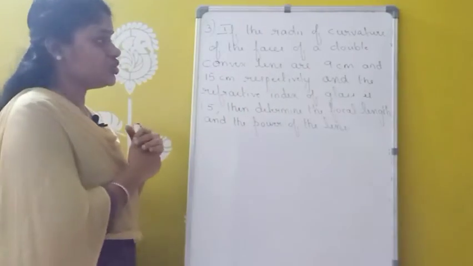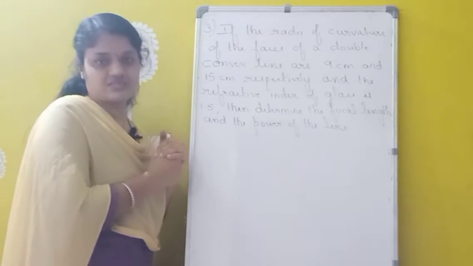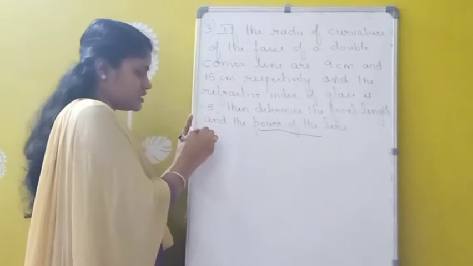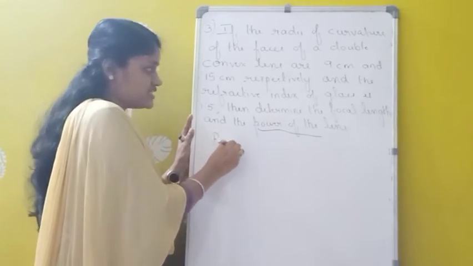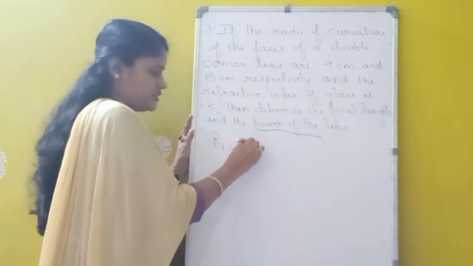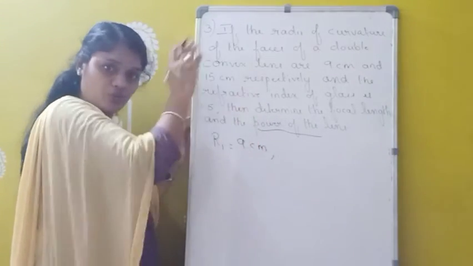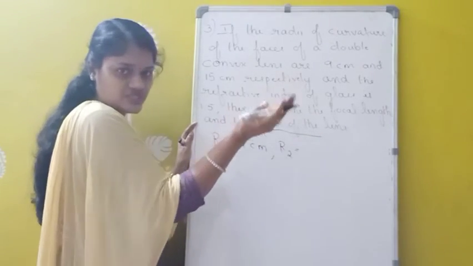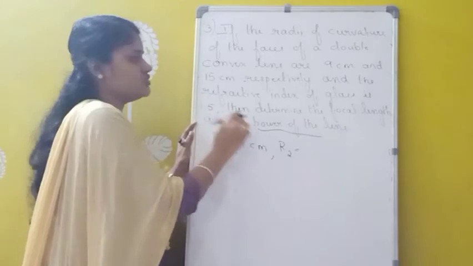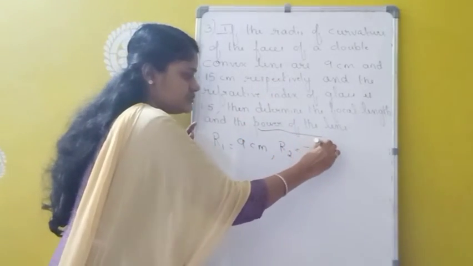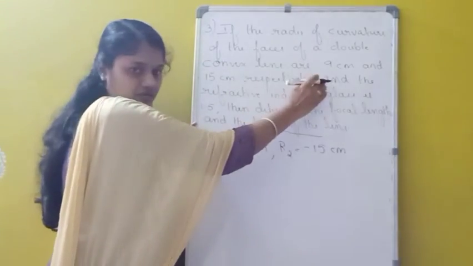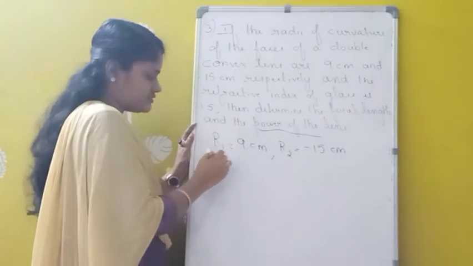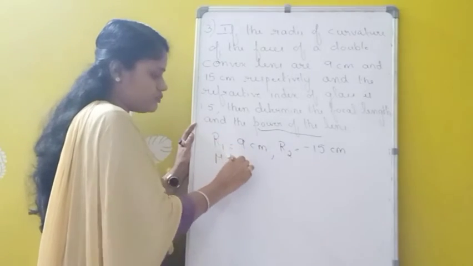Okay. So we know that in the case of a double convex lens, it is having two radii of curvature. Take it as R1 and R2. So I am writing here R1. First radius is given as 9 cm. And the second one may be on the opposite side, so I am writing R2 equals, take it as minus. If one is positive, the other one will be on the other side, that means it may be negative. So R2 equals minus 15 centimeter. So we have two radii of curvature in the case of the lens. Okay. Now what else is given here? Refractive index of glass is given as mu equals 1.5.